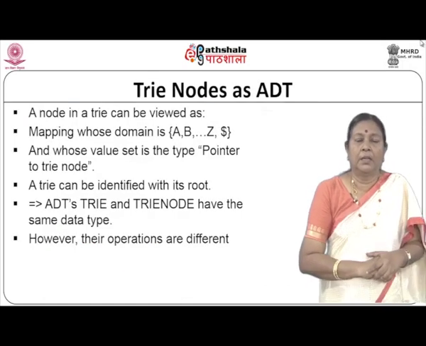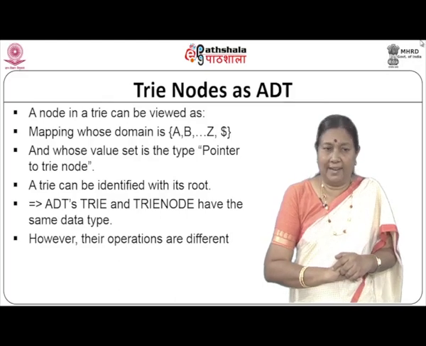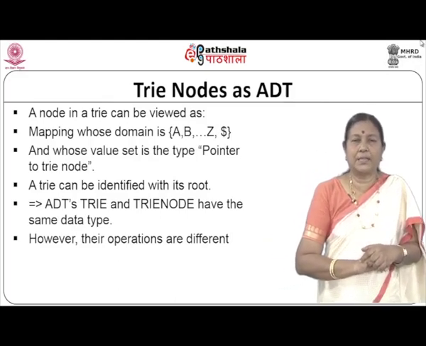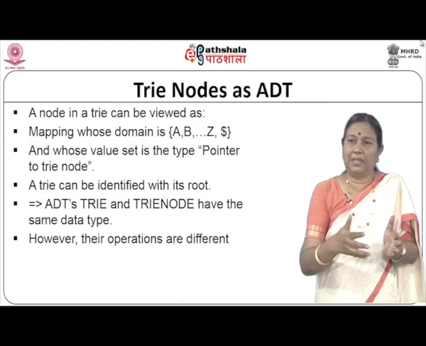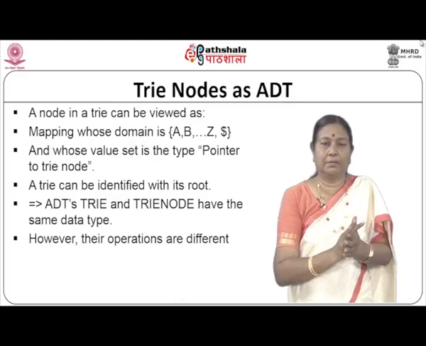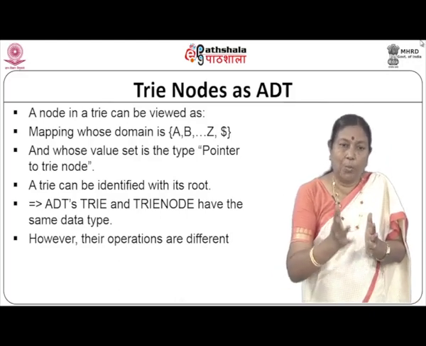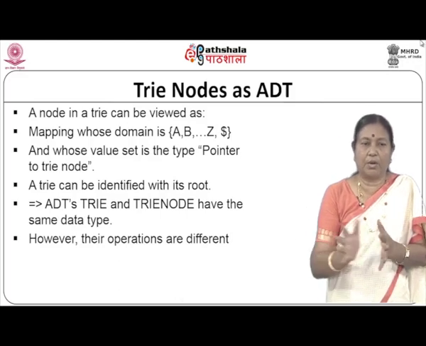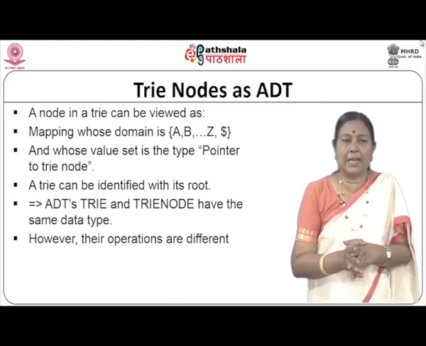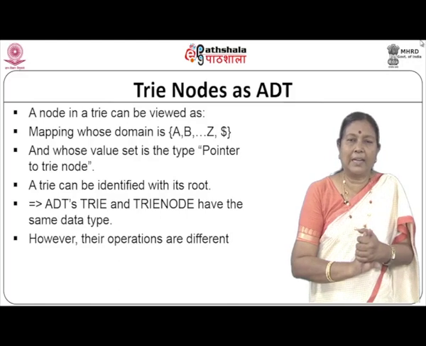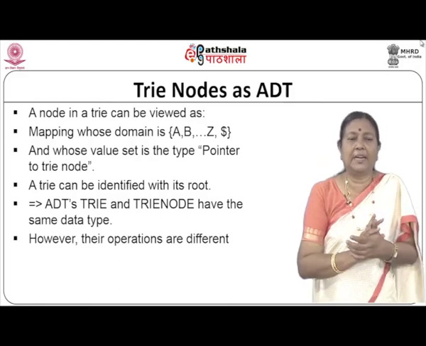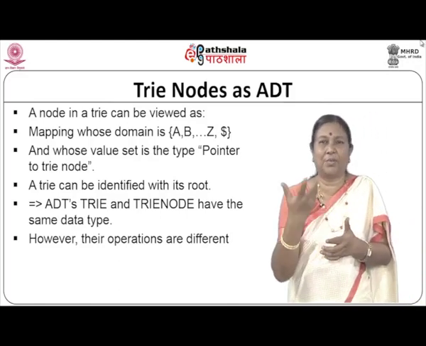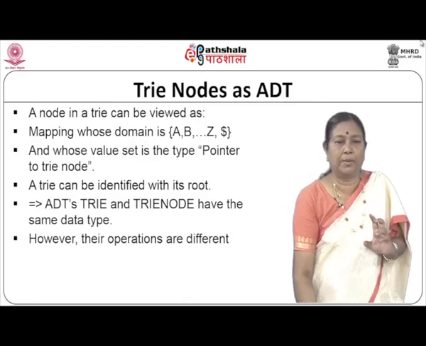Okay. Now, let us look at trie nodes as an ADT. A node in a trie can be viewed as a mapping whose domain is the alphabet, A, B, ..., Z, and dollar, and whose value set is the type pointer to trie node. A trie can be identified with its root. The ADTs trie and trie node are both the same, but their operations will be different.